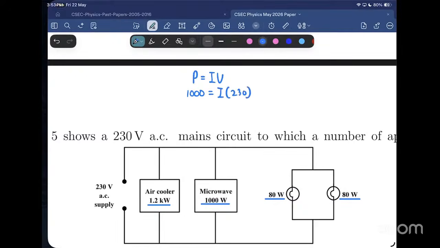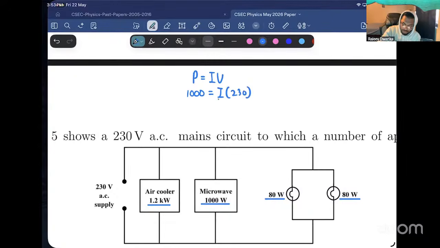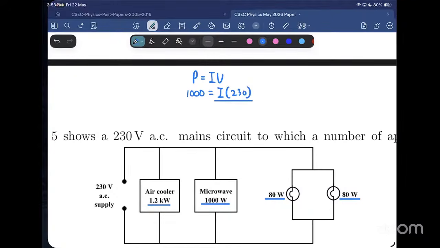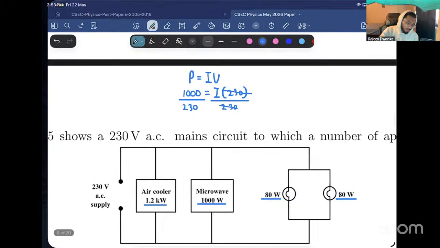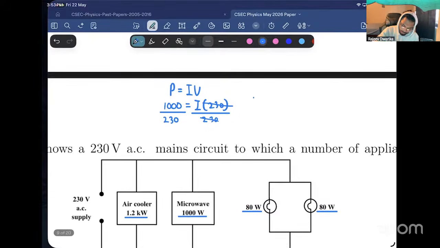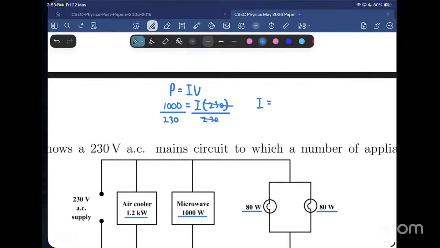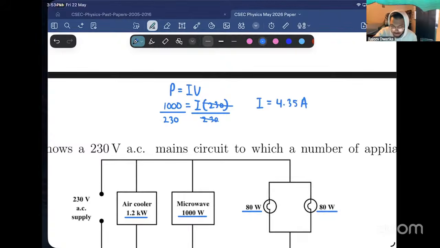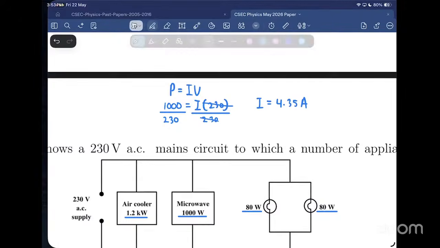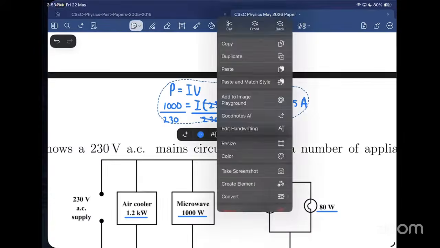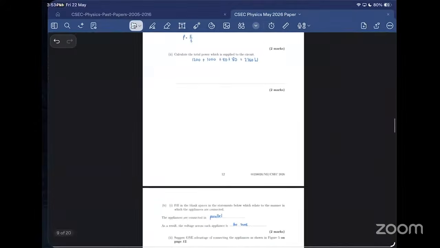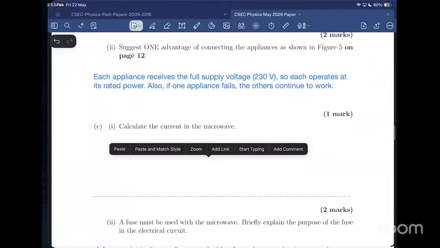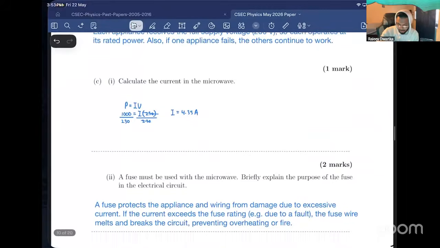230 volts, right. So then I'm going to divide both sides by 230. What are we going to get? 4.35 amps. Did you guys get 4.35 amps? I didn't know what to do, but I did that and I got it correct. Yes, sir. Nice.